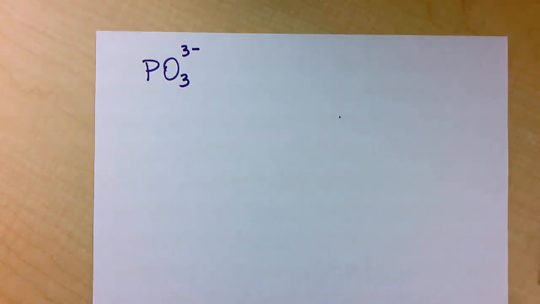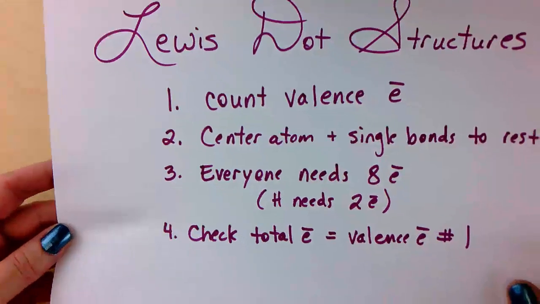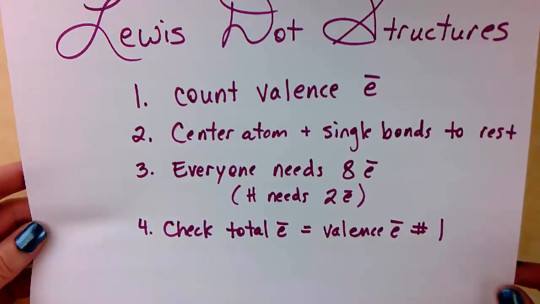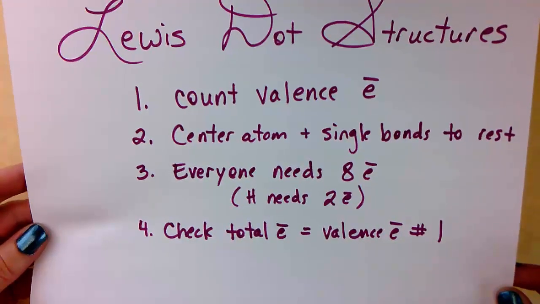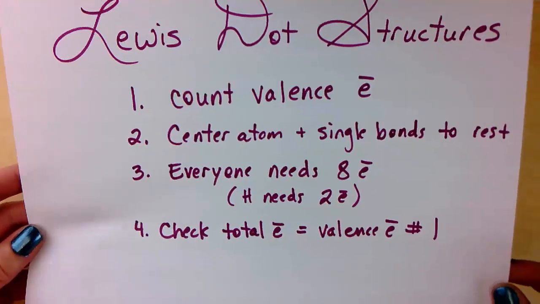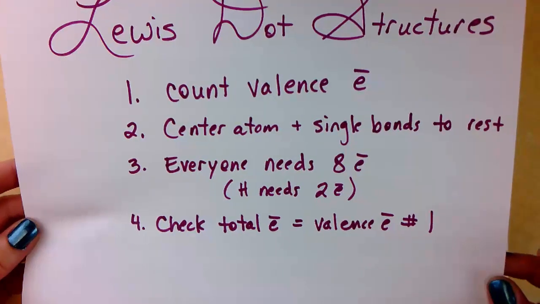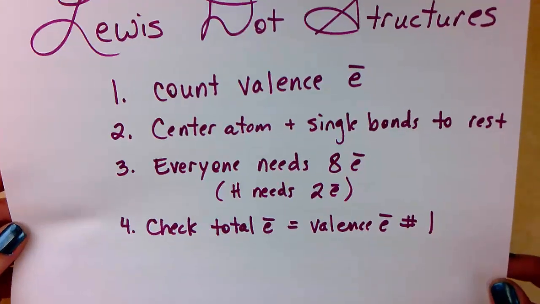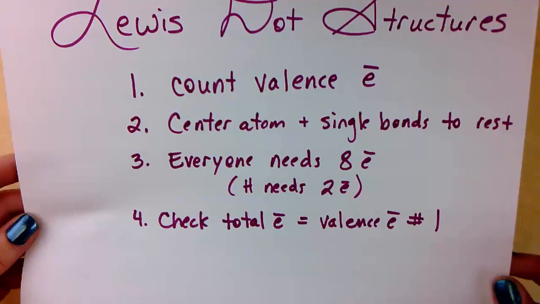We're going to draw the Lewis dot structure for the ion PO3 with a -3 charge. Hope you remember our steps. We're going to count the valence electrons. We're going to put the center atom surrounded by the other atoms with single bonds. Everybody needs to have 8 electrons except hydrogen needs 2. And then finally we check our total electrons, make sure it equals what we added up in number 1.